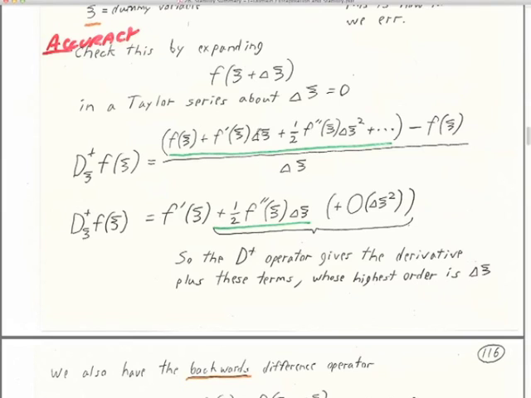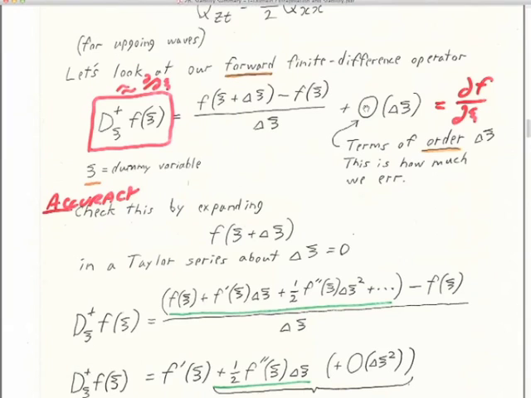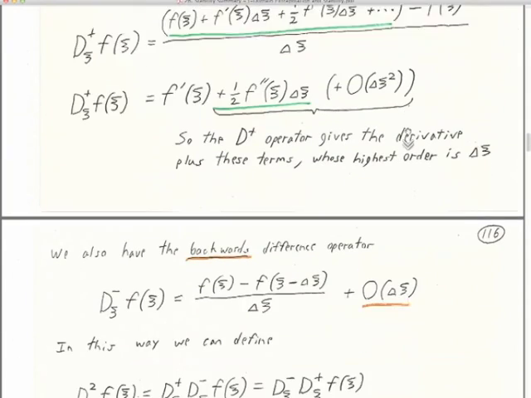Plus 1 half f double prime at zeta times delta zeta, remember we divided out a delta zeta here, plus more terms whose highest order is delta zeta squared. So the D plus operator gives the derivative plus these terms whose lowest order is delta zeta, and thus my statement here about the difference being equal to the derivative after you add some things. And it's important to know what the order is.